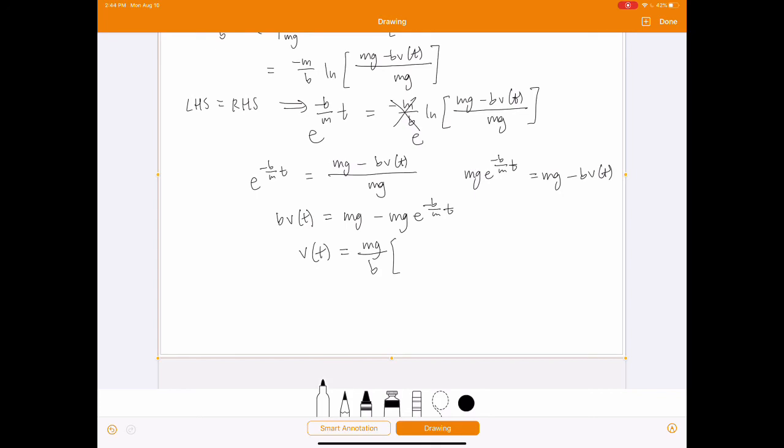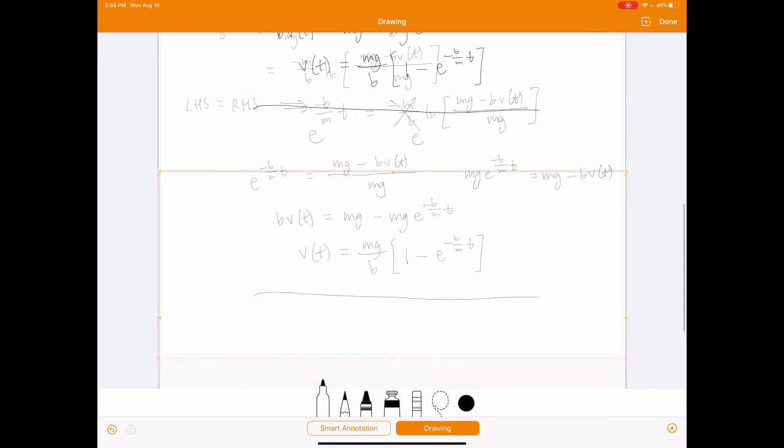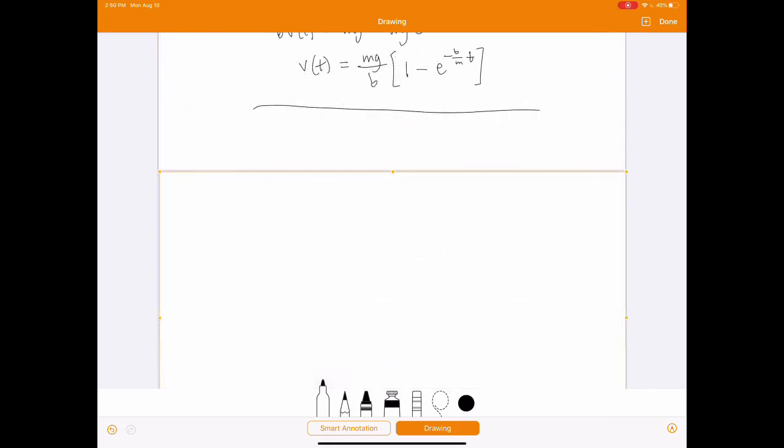So just pull that factor out. And then I'll have 1 minus e to the minus b over m times t. This is the equation that tells me how an object that's falling with air resistance is going to change speed over time. That's what this is telling me. So let's take a closer look at the expression we derived for the speed of the falling object as a function of time.